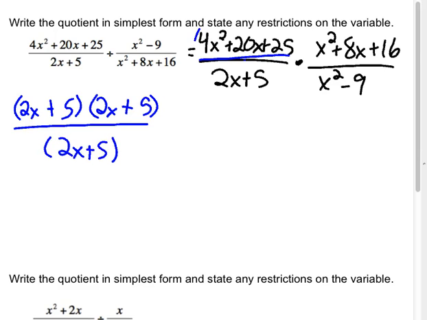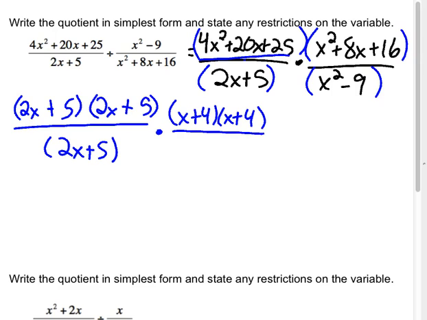Oh, here I realized I kind of forgot one of my rules. I do always like to go like that. All right. Then x squared plus 8x plus 16. And then x squared minus 9, that is our difference of squares.